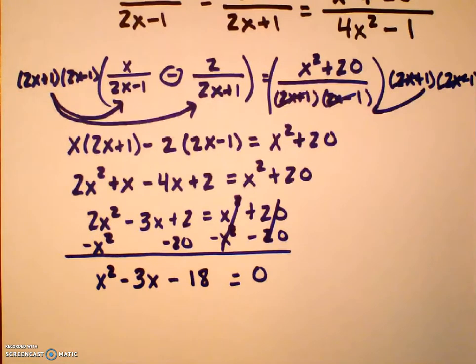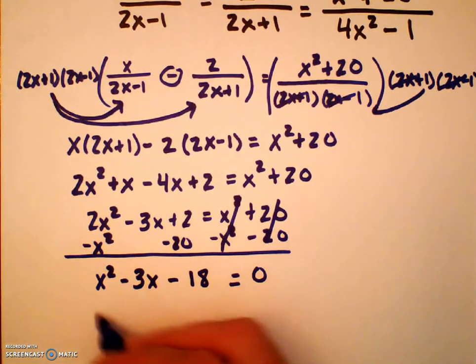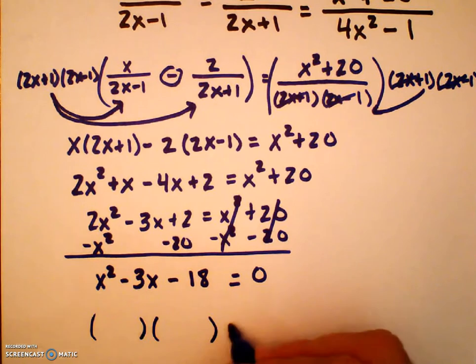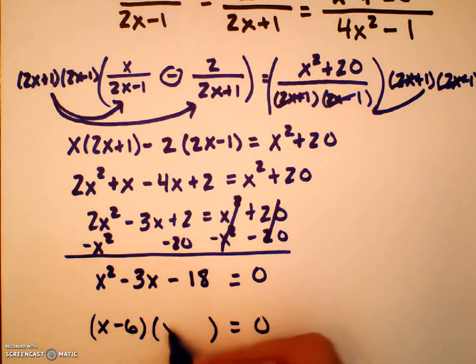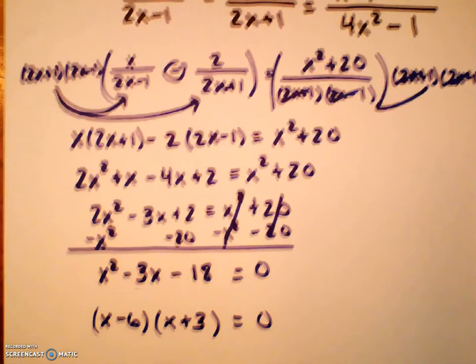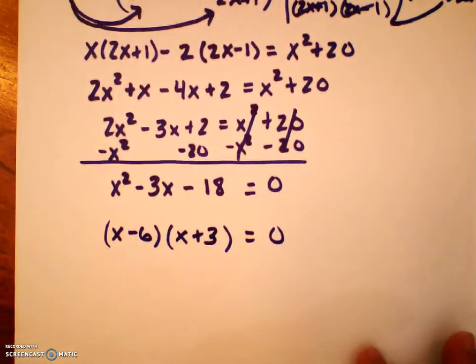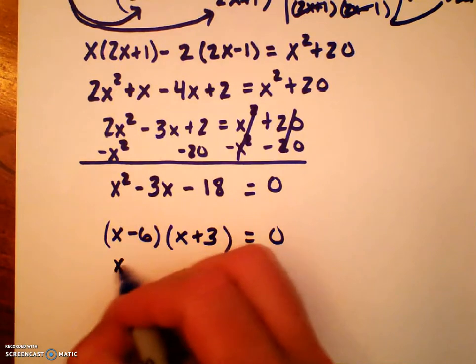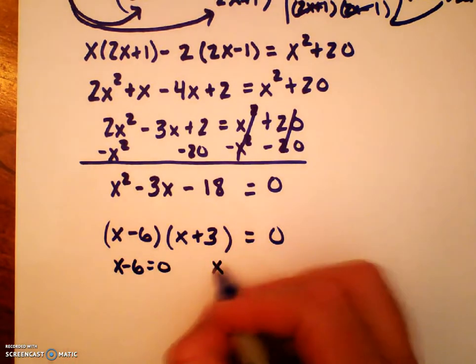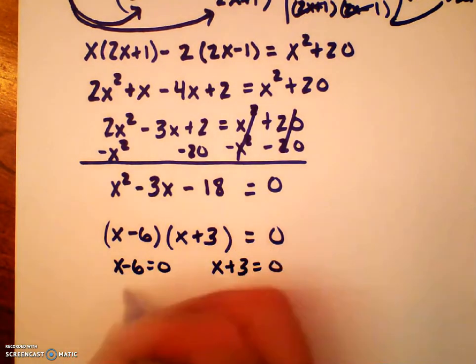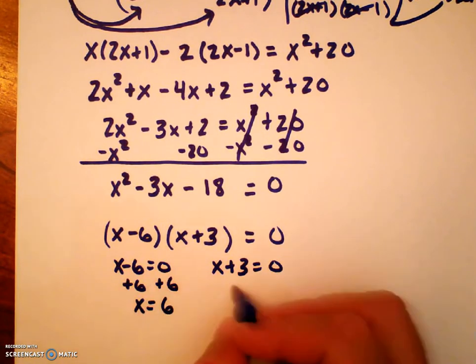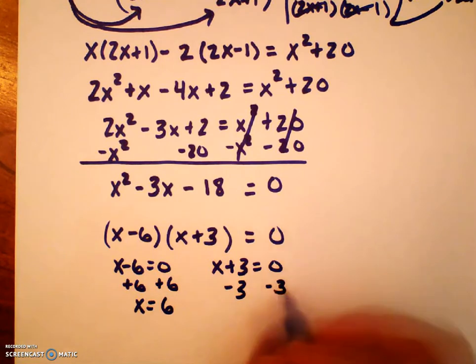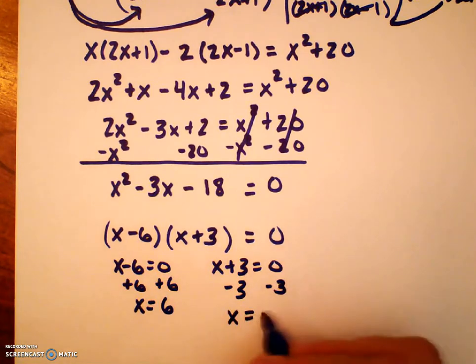So this one is factorable. There are factors of negative 18 that when you add them will get you a negative 3. And that is negative 6 and positive 3. And now we can solve to get our answer. Set x minus 6 equal to 0. Set x plus 3 equal to 0. And you solve. The first solution is 6. Subtract the 3 over here. The second solution is negative 3.